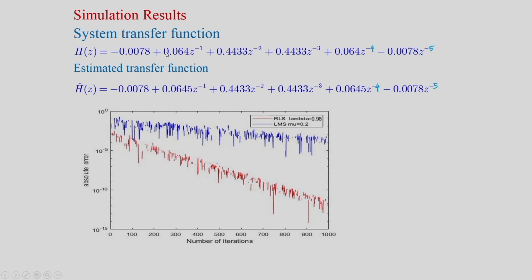Similarly, this is 0.064, here 0.0645, only a difference in the 4th decimal place. Similarly, these are equal, this is also equal. So that way this RLS filter identifies the given system.